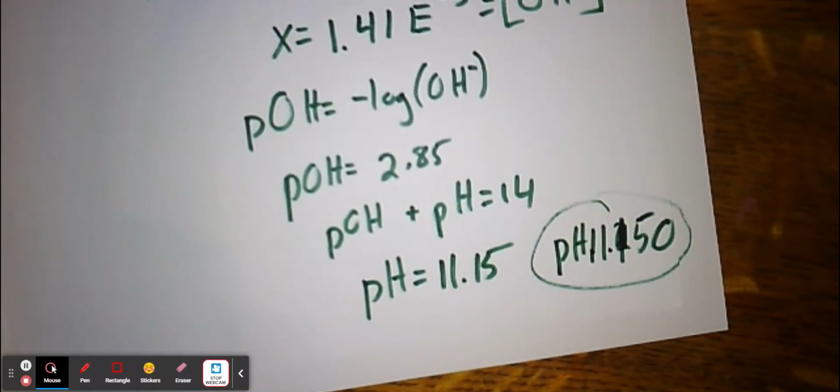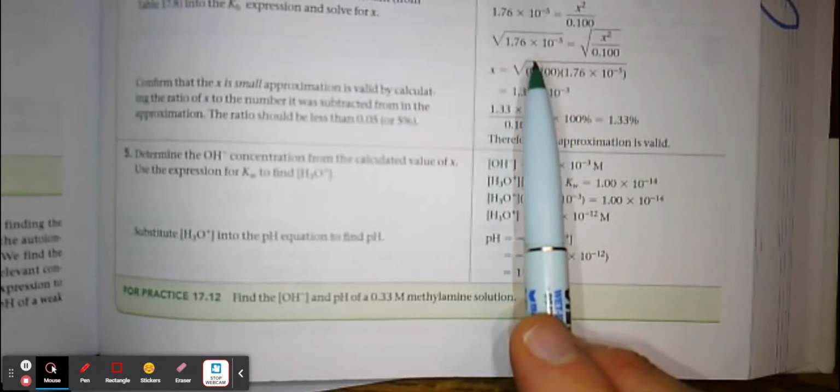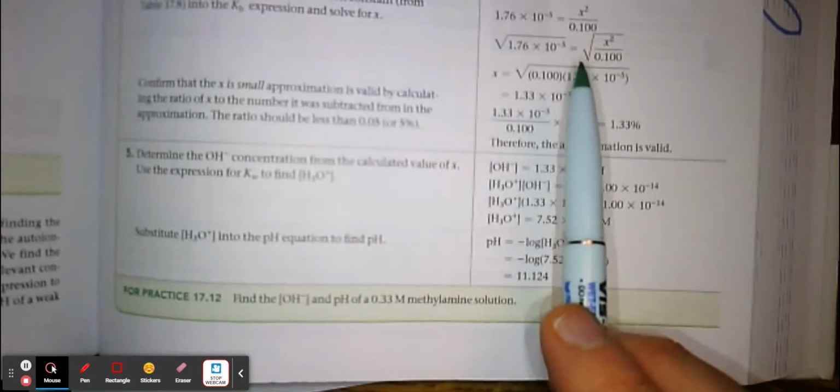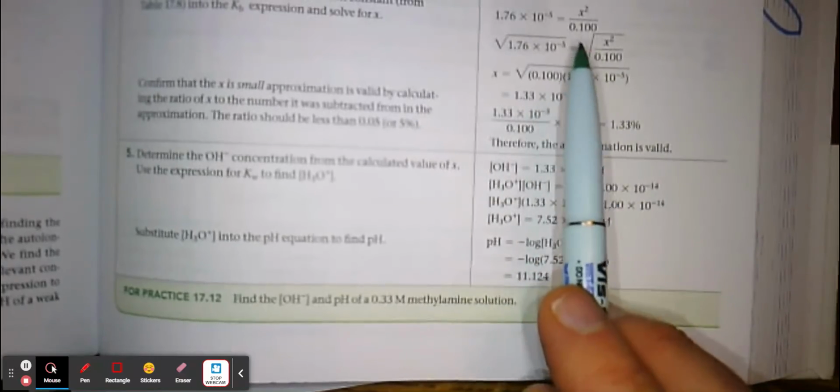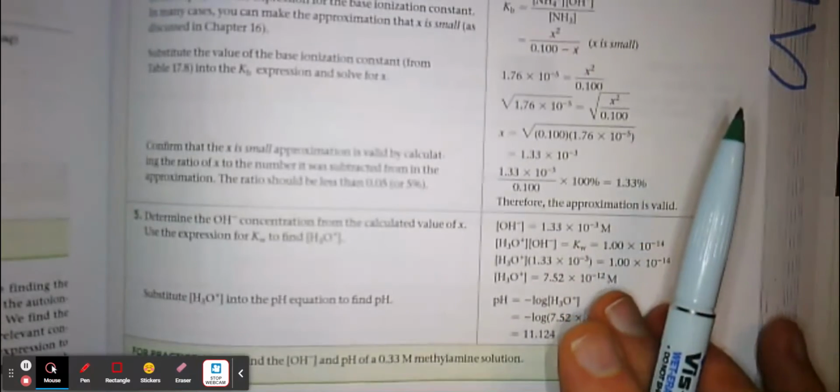Now, the book did the same problem. That's where I got it. And you'll notice they got this. That's because they didn't neglect the x and they solved it using a quadratic. Oh, look, with 0.1 you can just do a perfect square. But x is small. Why did I get a different number?